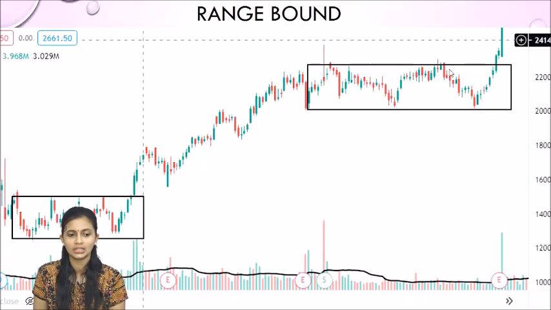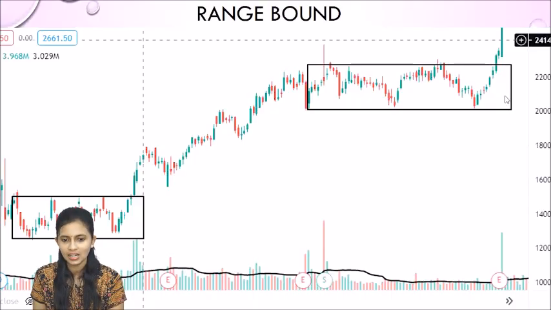That is why when the stock came out of this range bound area, it again started moving in the upward direction, which is a signal. You can see here a very good spike in the volume, right? A very huge volume, which is again an indication, again a green candle, so an indication that the stock will move in the upward direction. It again started moving upwards.